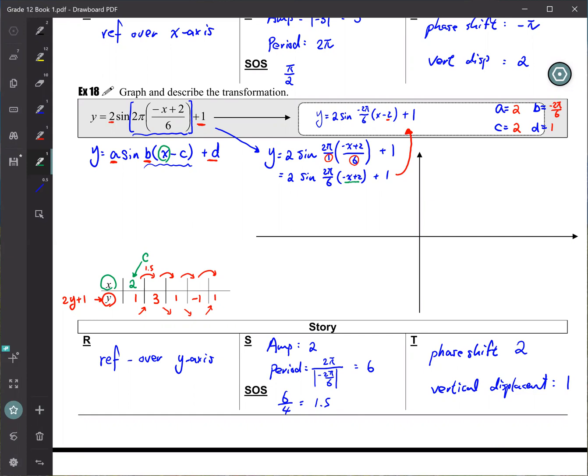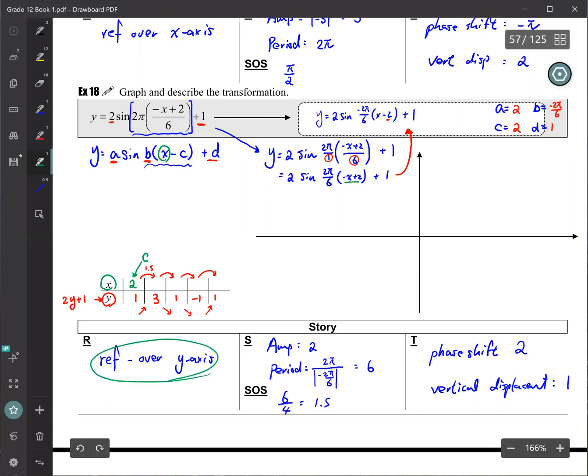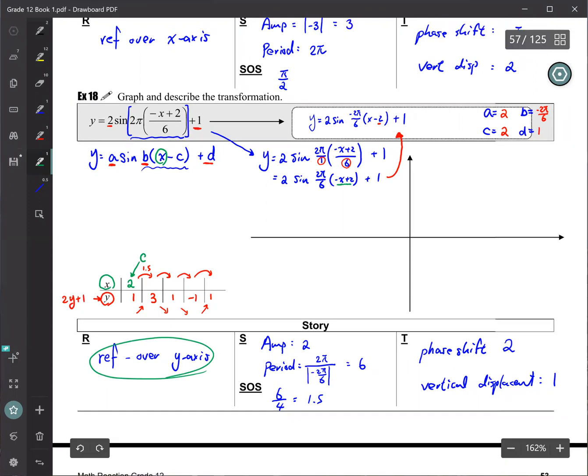Why then? Donna, why no? Because I'm suspicious. Because what? It's over y. Ah, reflection. Thank you, William. Okay, there's a reflection. Remember, this is the second time now.